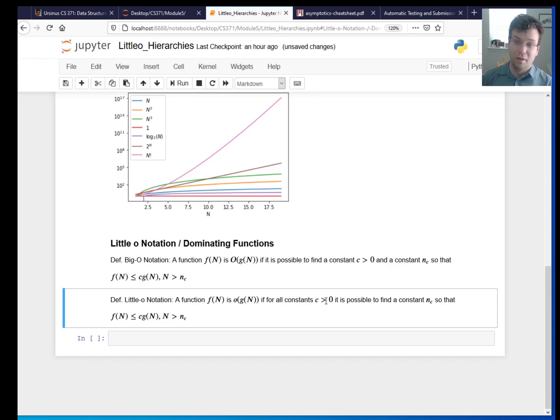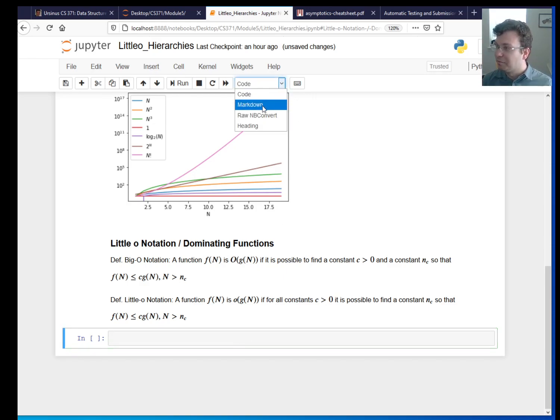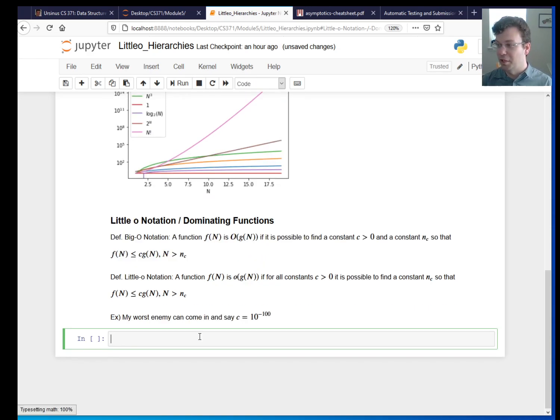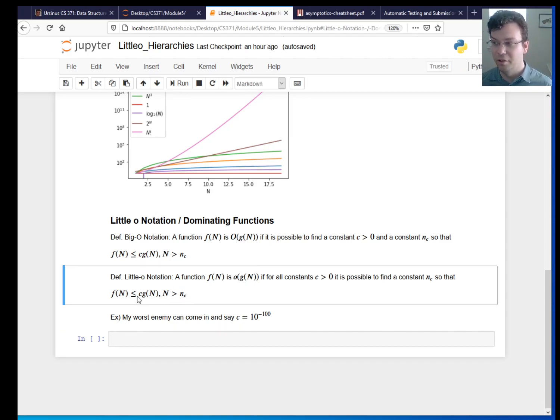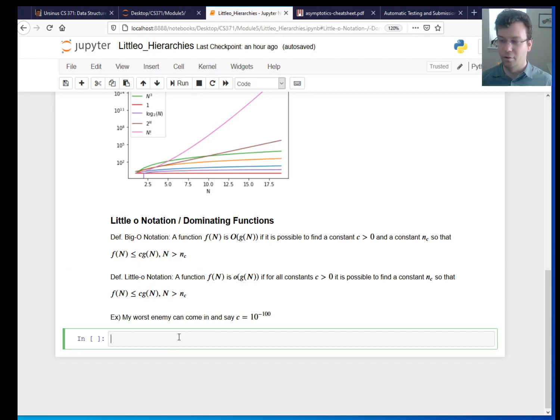This has to work. So my worst enemy can come in and say, well, I'm going to choose your c to be 10 to the negative 100. So a super, super tiny number. Okay. And I'm going to have to find an n sub c so that beyond that range, even scaled down by this really, really small number, g of n still dominates f of n beyond that range.